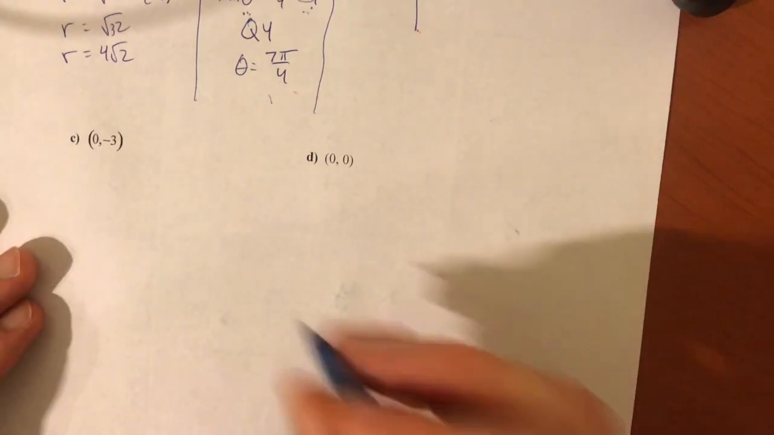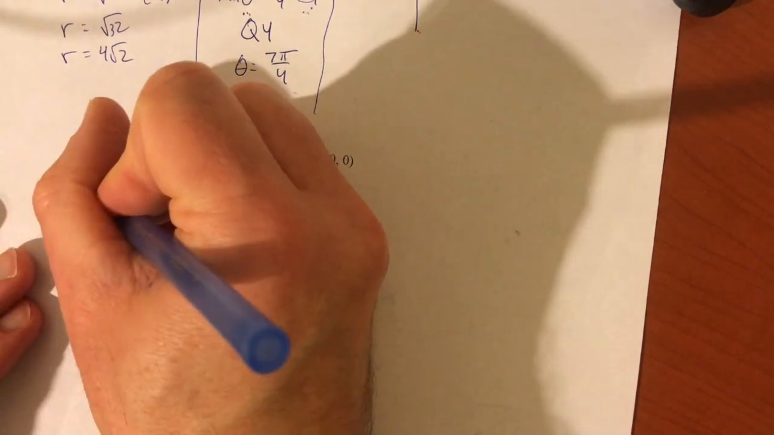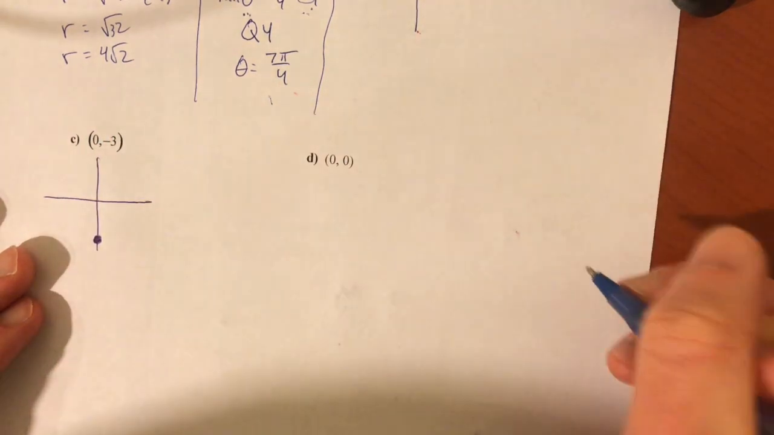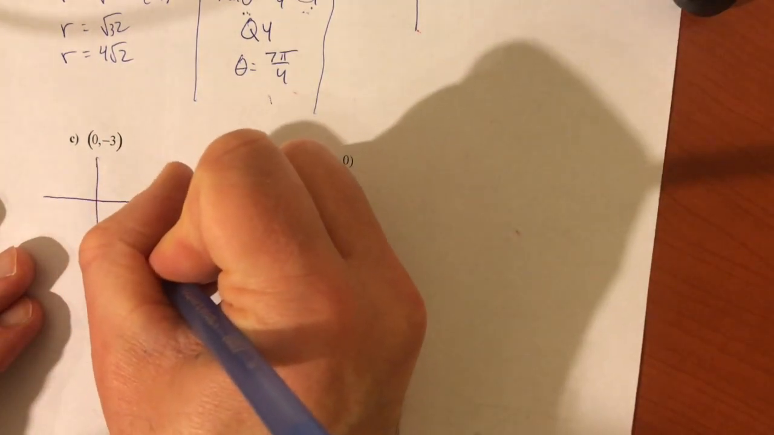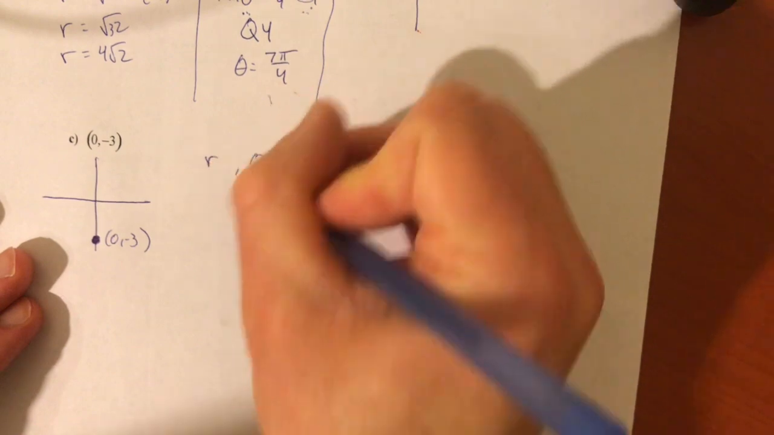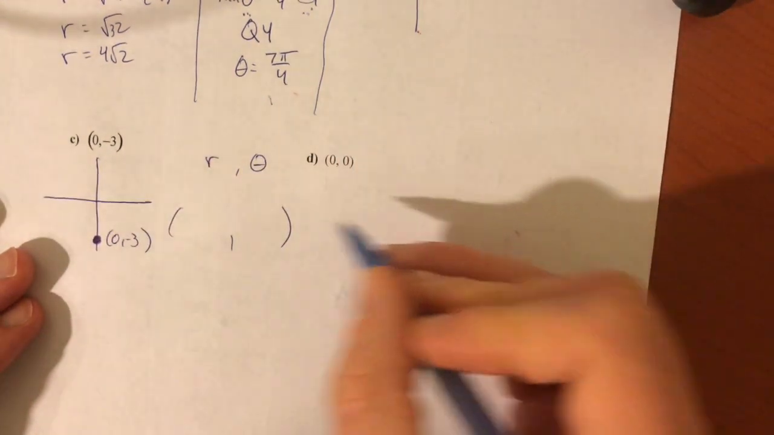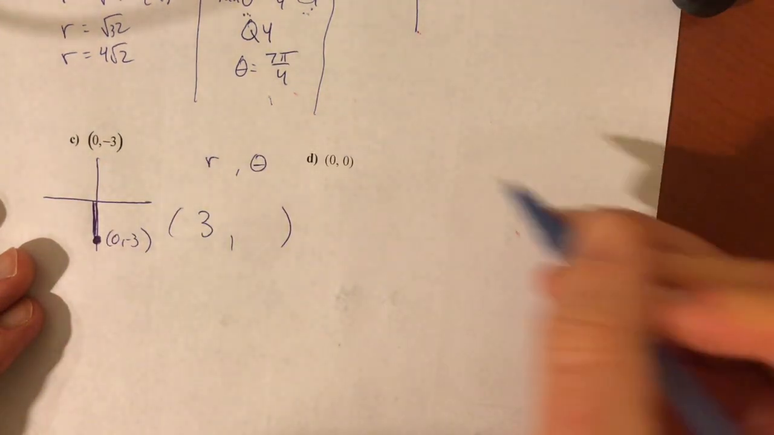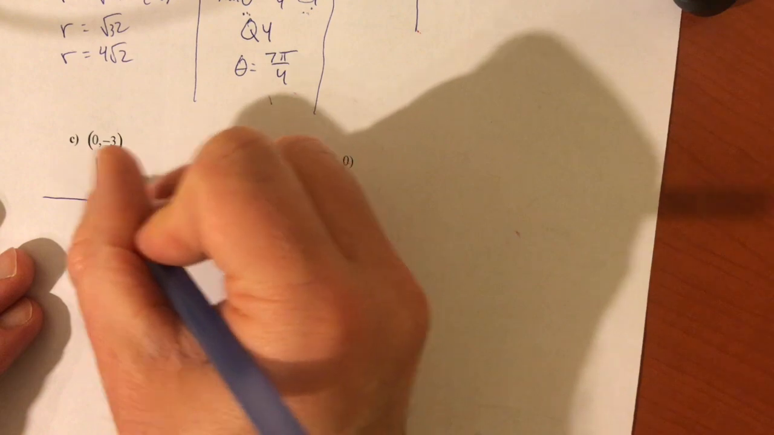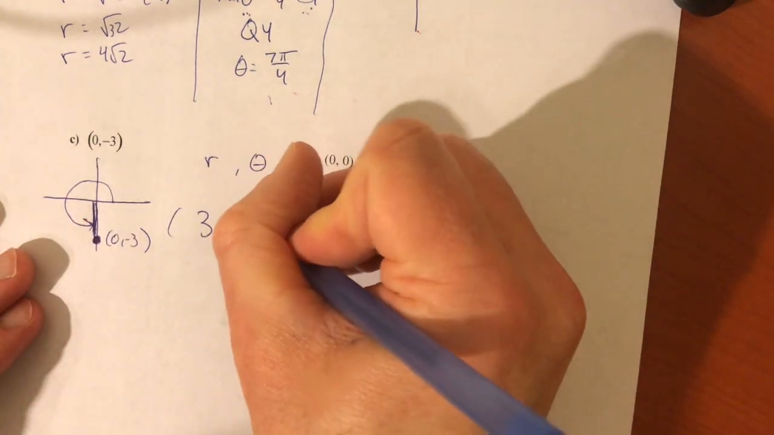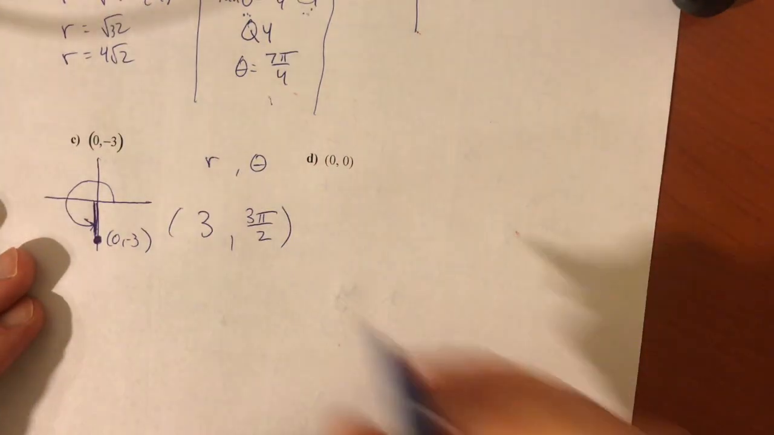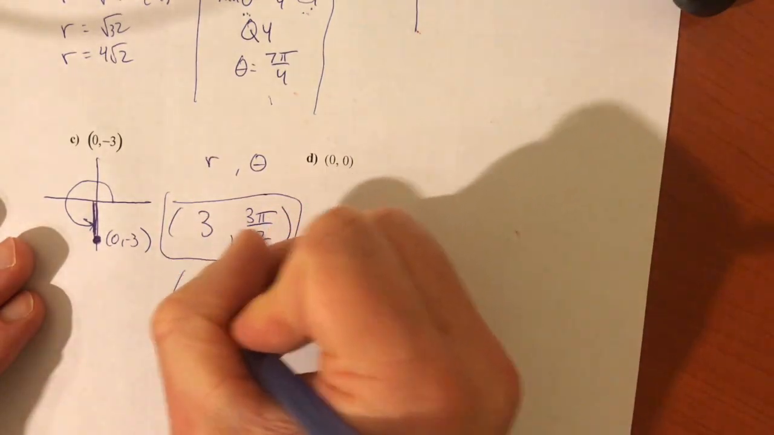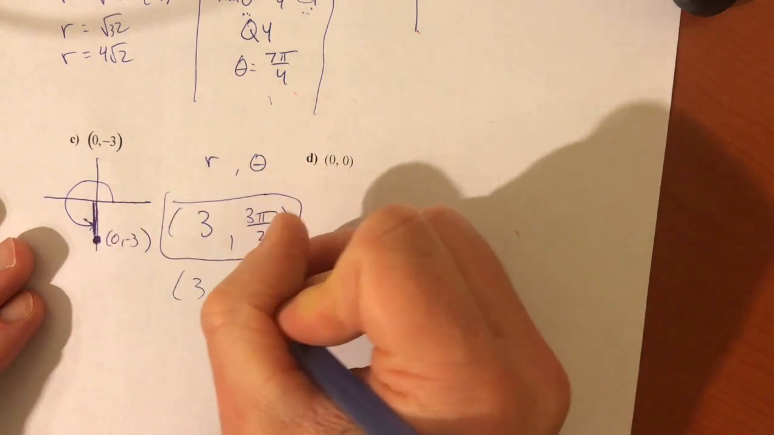0, negative 3. 0, negative 3, especially when you've got a quadrantal situation here. Don't make it harder than it has to be. 0, negative 3 is right there. Your r value is 3. You're 3 units away there. And your theta, if you're right here, your theta value could be 3 pi over 2 if you're looking to give an answer between 0 and 2 pi. You also could give negative pi over 2.